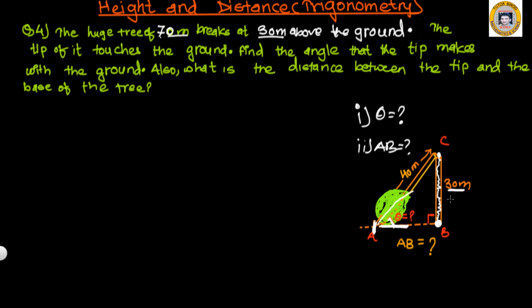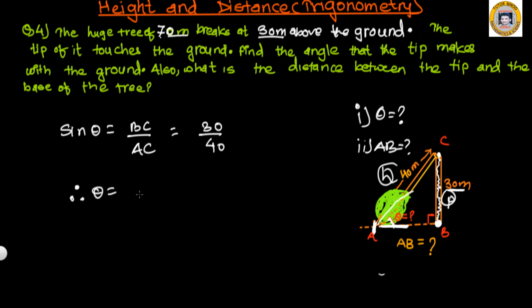I have this as perpendicular and this is hypotenuse, so I have P and H, so I can find theta by using sine relation. So sine theta equals P perpendicular over hypotenuse. Perpendicular is BC over my hypotenuse is AC. So BC is 30, whereas AC is 40. Now we can find theta as sine inverse of 30 over 40.